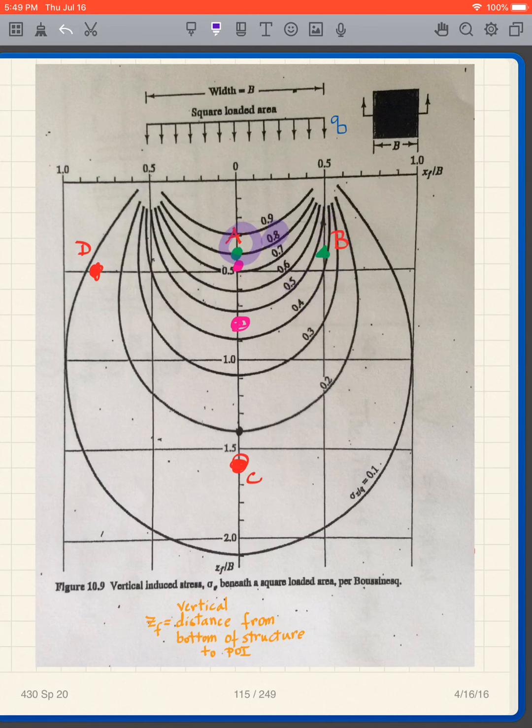So maybe it's 0.42 or something like that. Again, it's approximate. Point C is between what? Between the 0.2 and the 0.1 contour. It's a little bit closer to 0.2, so maybe it's 0.18. Again, approximate. Point D is also between the 0.1 and the 0.2 contour. It's closer to 0.1, so maybe it's 0.12.